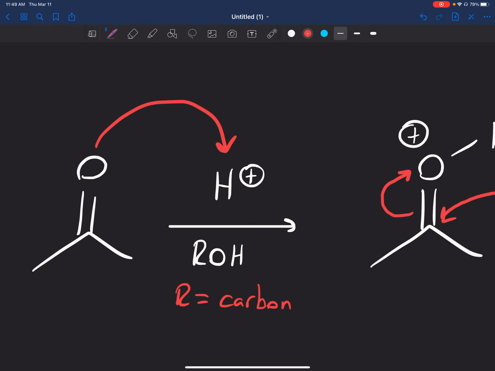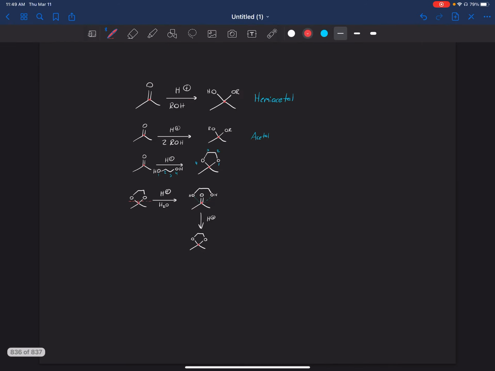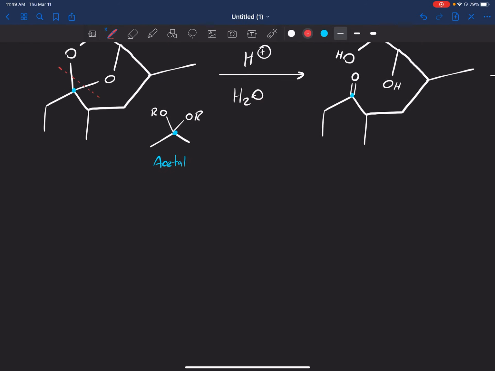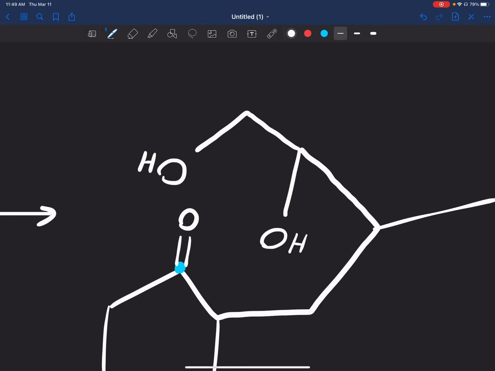Carbonyl grabs the H plus. One of those ROH groups comes in. Pick whichever one you want. Same thing. That carbonyl would grab my H+. One of these will then attack that carbon, or the carbonyl. And the way it connects, remember, it's kind of like this.